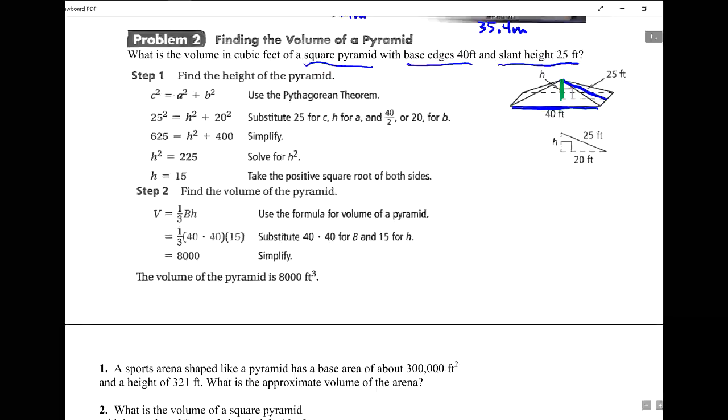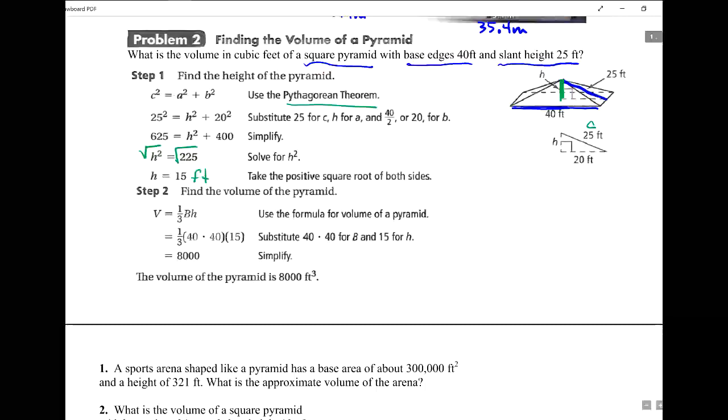So we draw our triangle here, and we know we get a right triangle, and we see that we have two sides of that right triangle, looking for the third. So that should scream Pythagorean theorem. We know that the hypotenuse is always C. Use our Pythagorean theorem. Substitute in. Don't forget, we square root both sides. Make sure you show that. And we get the height is 15 feet. Now we have everything we need.